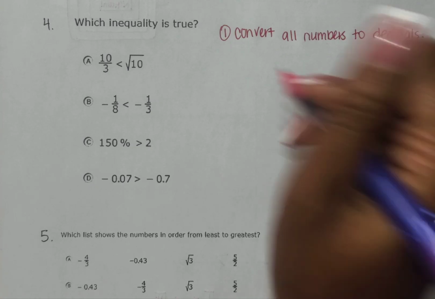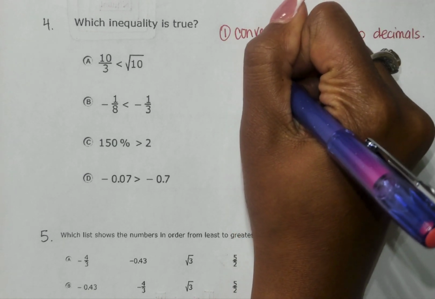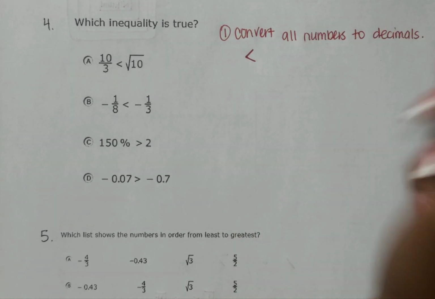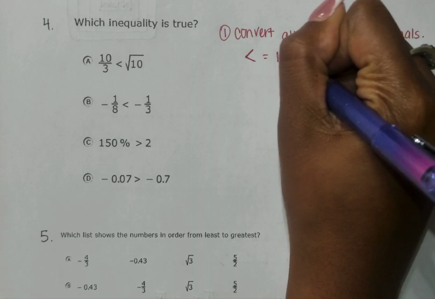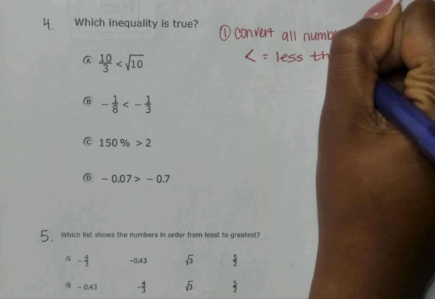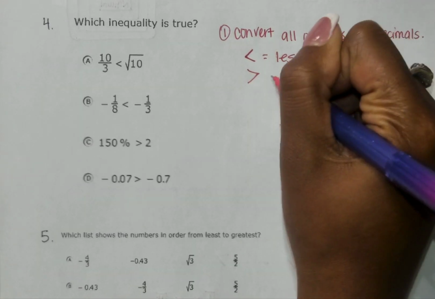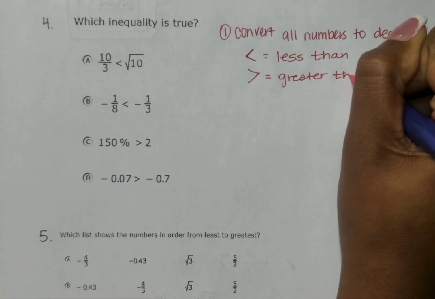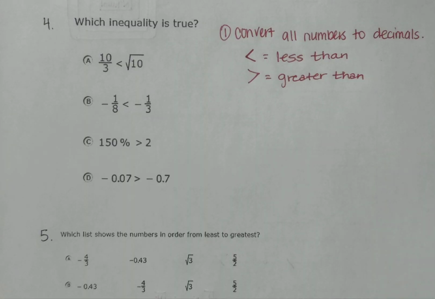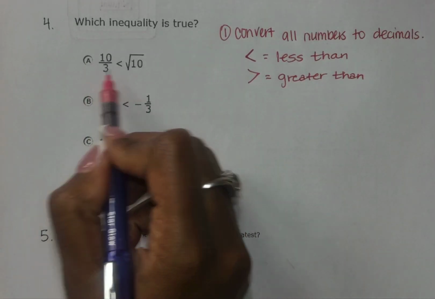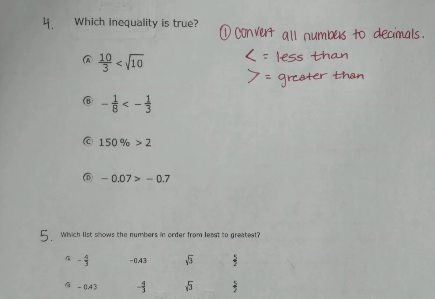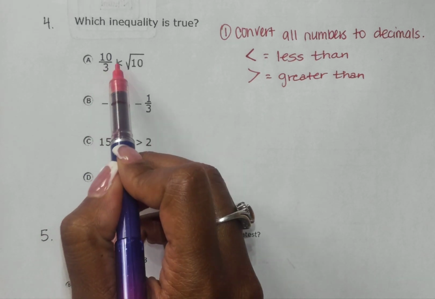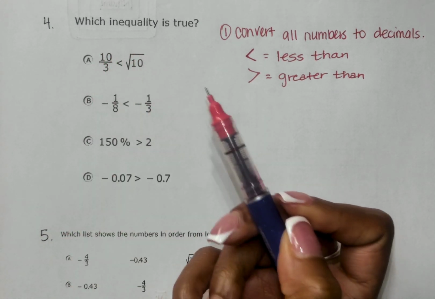You also want to make note of the signs. We have this sign here, which stands for less than. And this here is greater than. When I look at A, it's not easy for me to compare these because I have a fraction and a non-perfect square. So what I'm going to do is convert both of these numbers into a decimal.